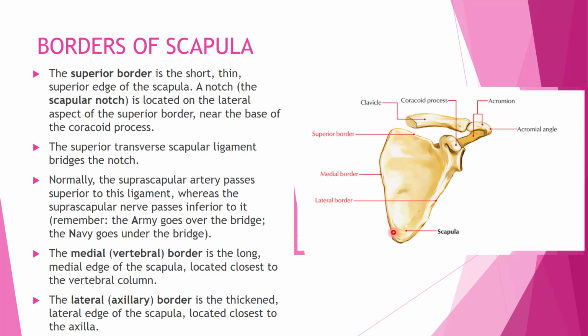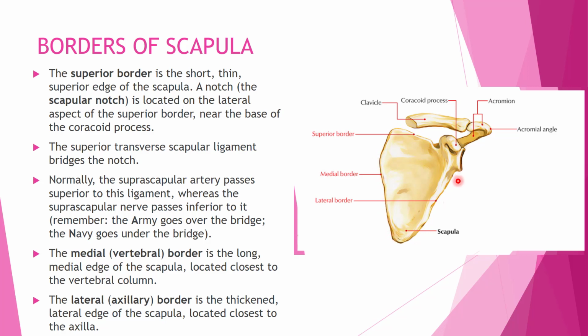Can you see here? This is the medial border, which is also called the vertebral border because it is related to the vertebra, or it is near the vertebra. That's why it is named the vertebral border. It is a long medial edge of the scapula and it is closely located to the vertebral column. That's why it is named the vertebral border.